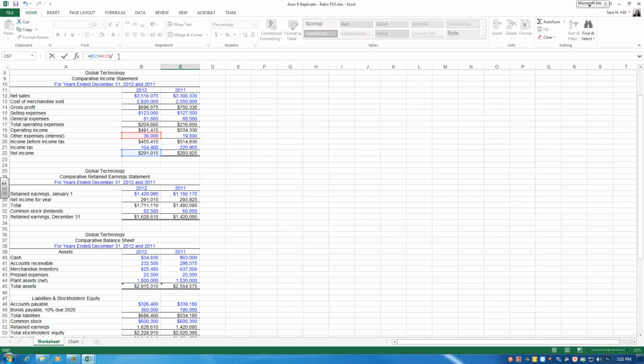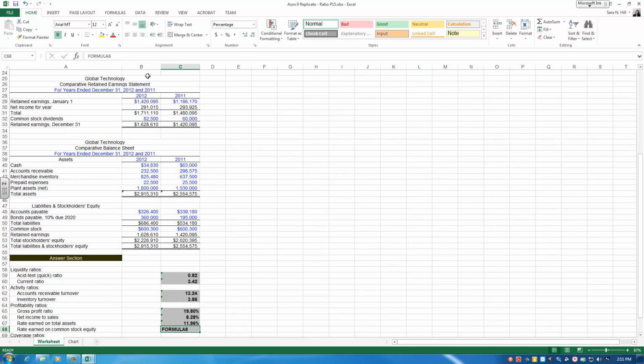Okay, so now we're looking for our average assets. Move down here to our comparative balance sheet. We've done average assets before, or just average of our balance sheet account. So we'll go ahead and take B45 plus C45, close the parentheses. We want to divide that by 2, so we'll start another set of parentheses. Divided by 2. And that should have it, 11.96%.